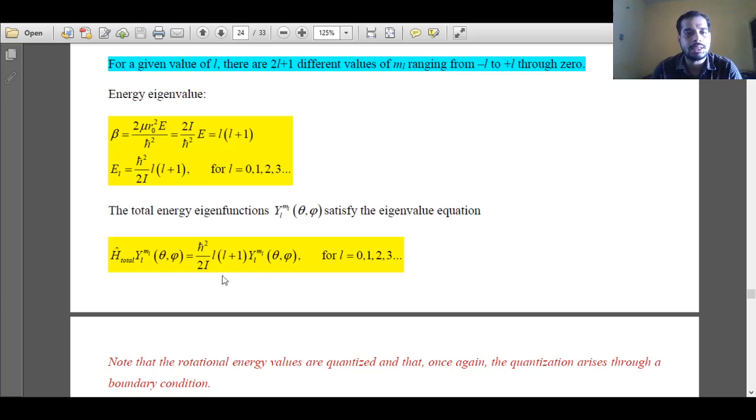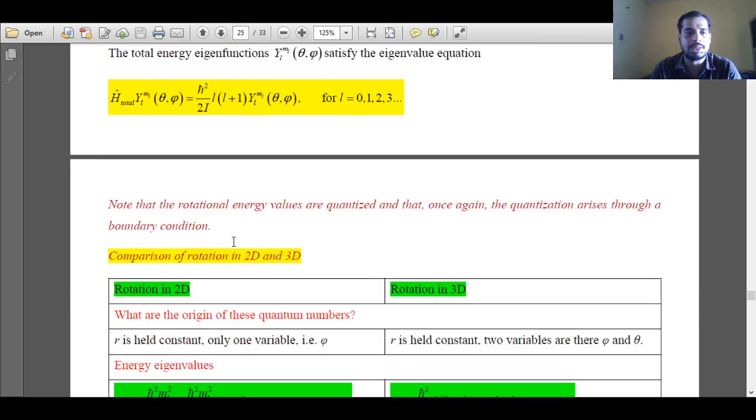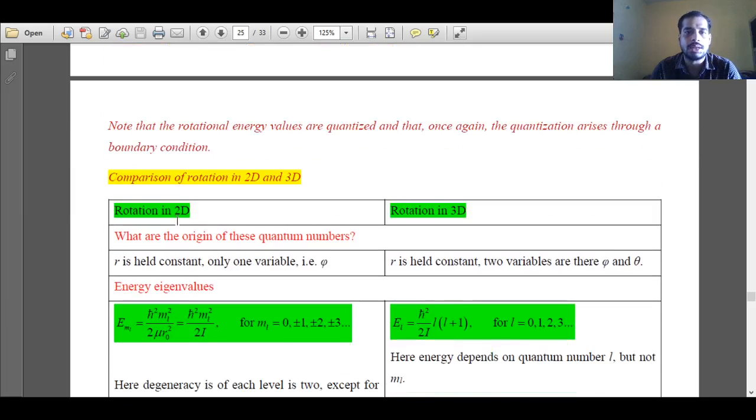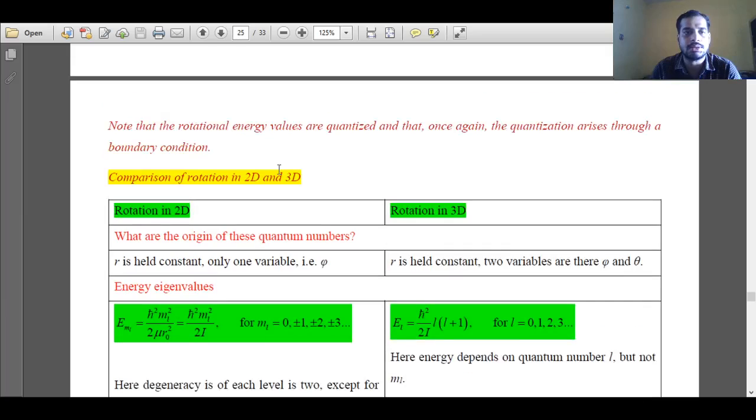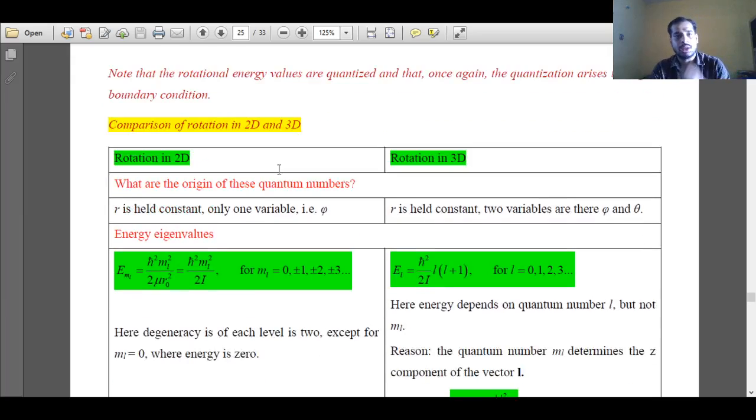Okay, so the energy eigenvalue that I am getting is ħ² over 2I, L into (L plus 1), and L values vary from 0, 1, 2, 3 like that. Note that the rotational energy values are quantized, and once again the quantization arises through a boundary condition. Again, the discreteness of energy arises due to the imposition of the boundary condition. That is, the boundary condition can only be satisfied when the beta value is equal to L into (L plus 1). We have not derived that expression, but we have directly summarized the conclusions.